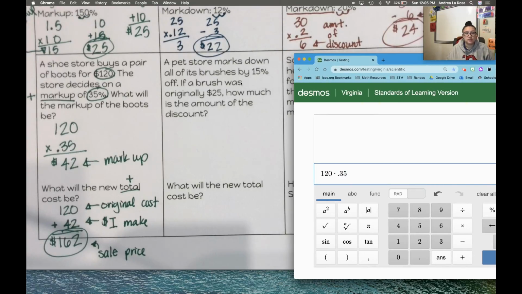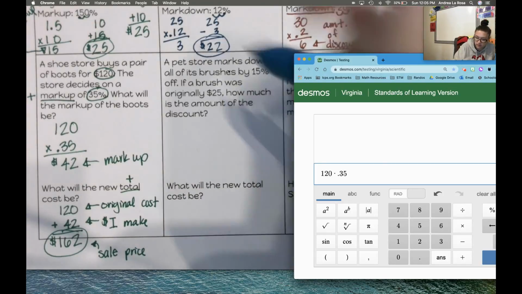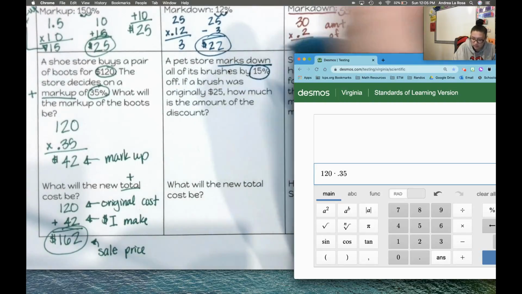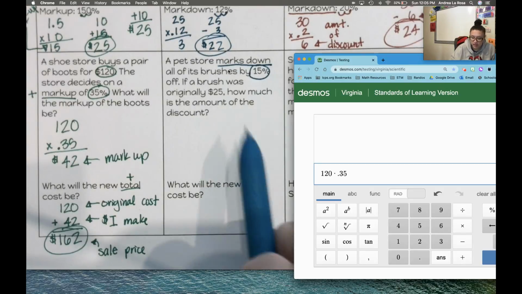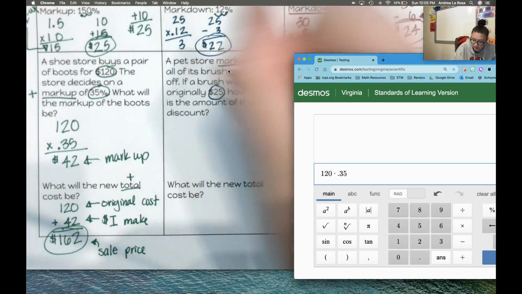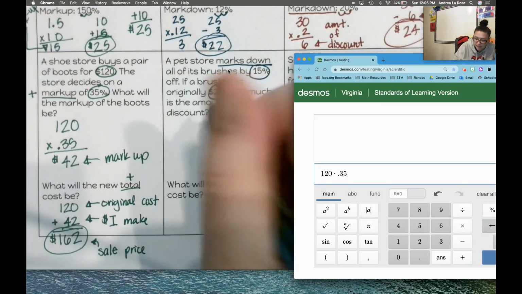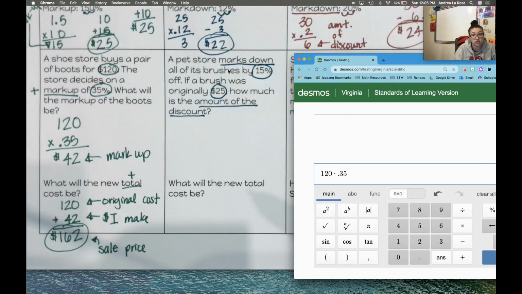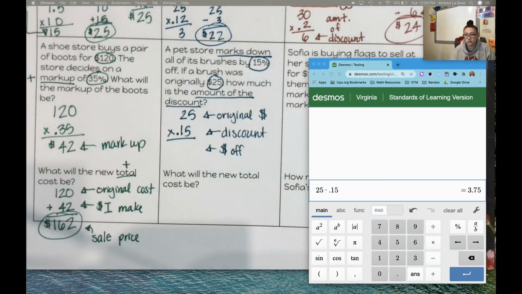The next one, it says a pet store marks down all of its brushes by 15%. So the brushes for your dog's hair, marked down 15%. If a brush was originally $25, how much is the amount of the discount? I don't want to know how much altogether. I just want to know the amount of the discount. Go ahead, pause this video and try it all on your own.